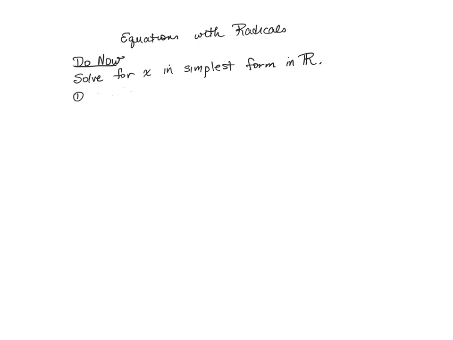Hello everyone. Today we're going to look at equations with radicals. I'd like you to try the following problem that I'm going to post on the Do Now. Solve for x in simplest form in the set of real numbers. And the equation is x times the square root of 2 equals 18. Okay, take a minute and do that.